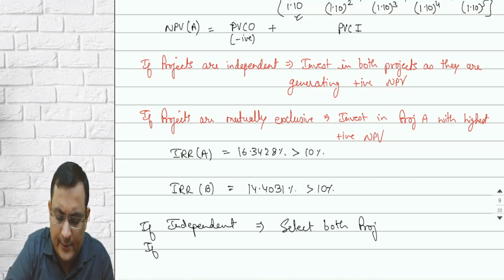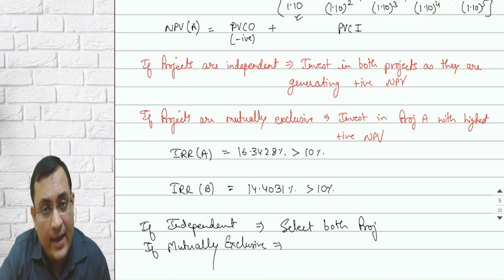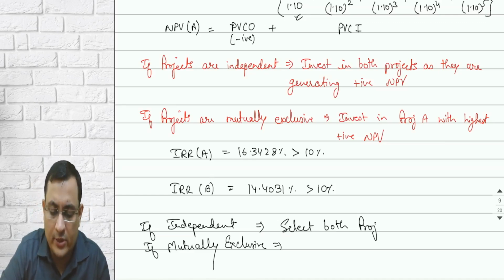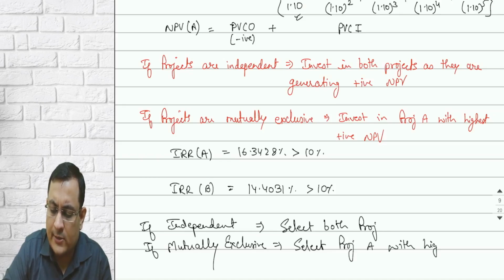If mutually exclusive, we should be selecting the project which is generating higher IRR, higher returns over the investment, which is to select project A with the highest IRR, and of course this is more than your required rate also.